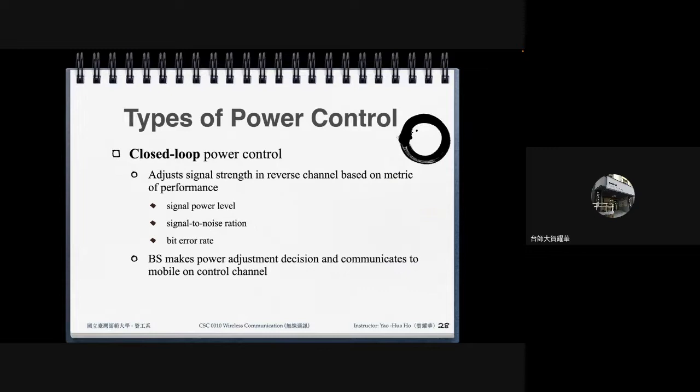Now, the second approach is called closed loop power control. Closed loop power control means the signal strength in the reverse channel is adjusted based on some metric of performance, including signal power, signal-to-noise ratio, and bit error rate. So the base station is the one making the power adjustment decision and communicating to the mobile devices through the control channel. The base station will tell the mobile device on the control channel which level of power you should use, or how to adjust your power.